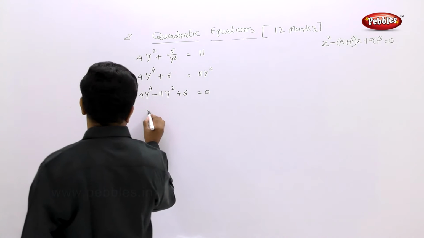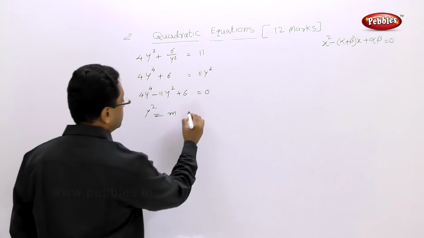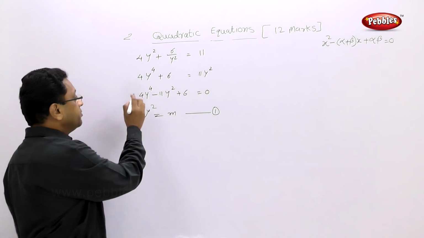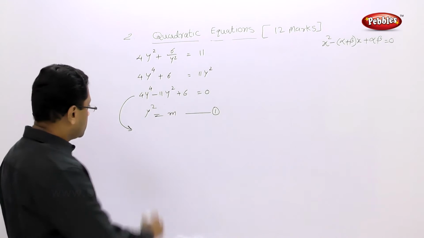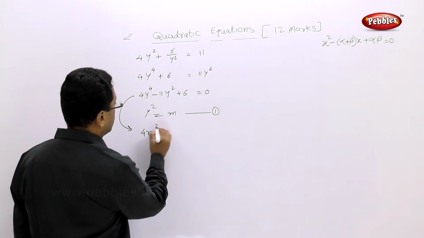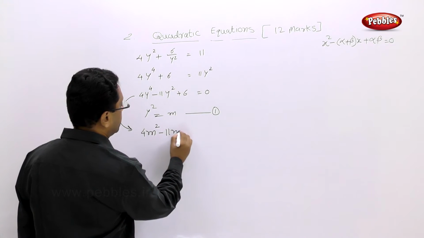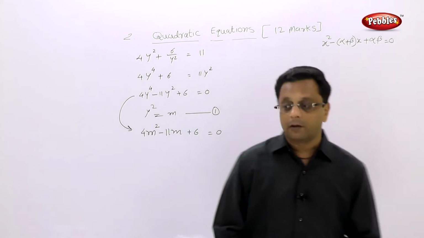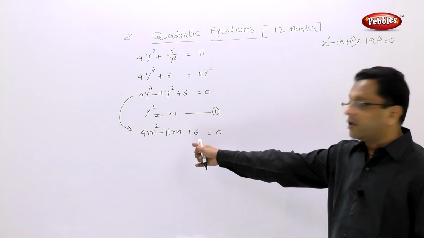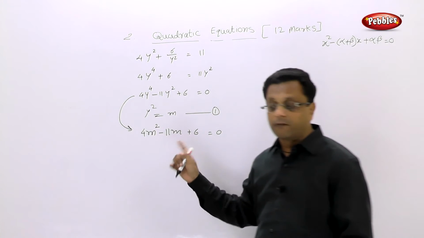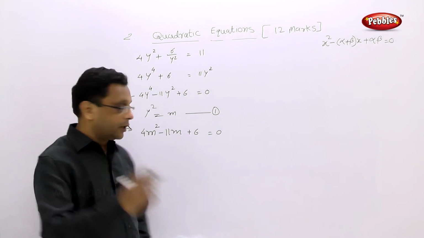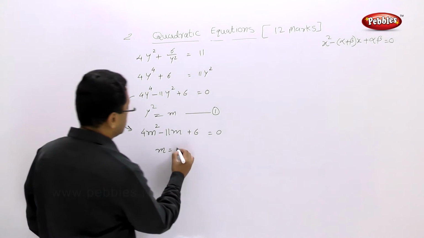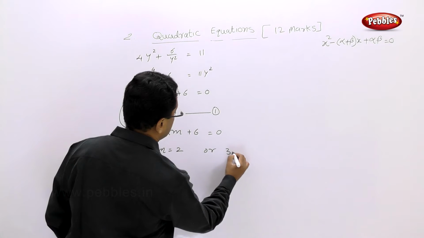I will substitute y square is equal to m. Now this equation will become 4m square minus 11m plus 6 equal to 0. Now this is a quadratic equation. Pause your video and quickly solve this quadratic equation and find the value of m. The m you will get here is 2 or 3 upon 4.